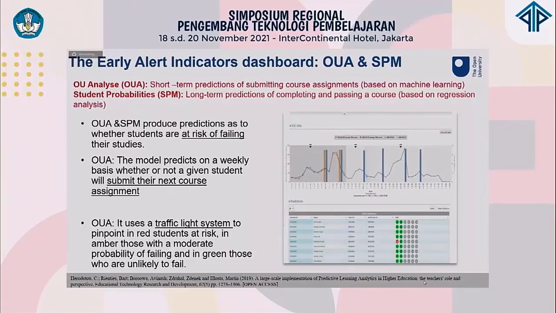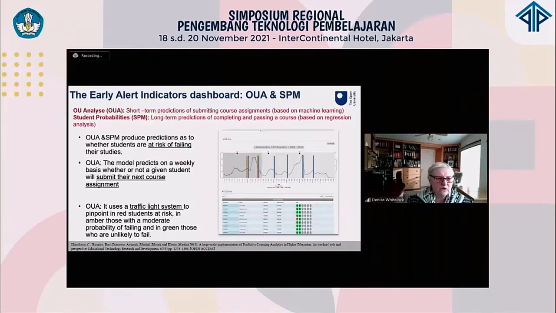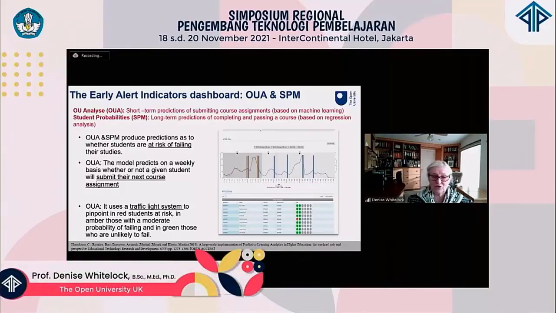So what does this system do? We're calling this the early alert indicators. And we have OU Analyze, which makes, with machine learning, short-term predictions about whether the students will submit their assignments. And we also have student probabilities, that sort of modeling where long-term predictions of completing and passing a course is calculated based on the regression analysis. So together, we can produce predictions as to whether students are at risk of failing their studies.